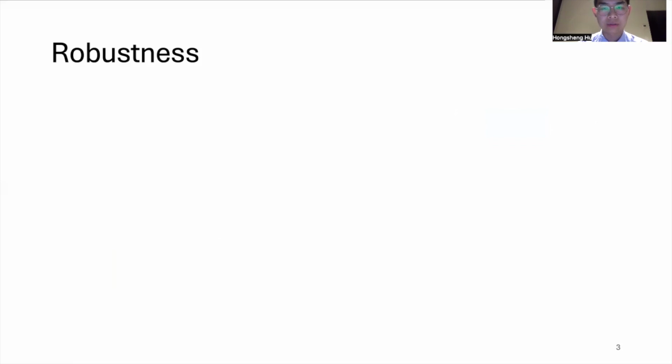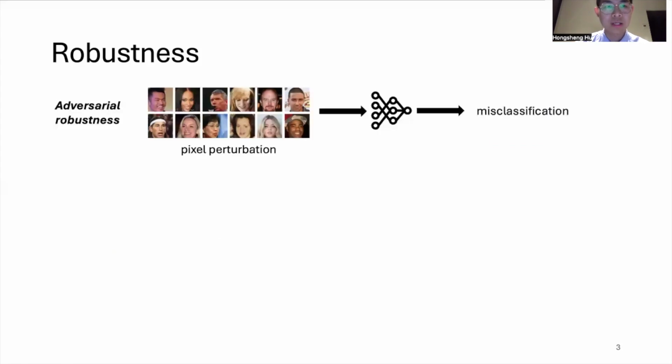Now I want to introduce three typical scenarios in which the model will cause misclassification. The first one is adversarial robustness. Adversarial robustness means the model can make correct predictions on the original benign samples. But if we add some pixel level perturbations that are very difficult for humans to notice, the model will make incorrect predictions and cause misclassifications.